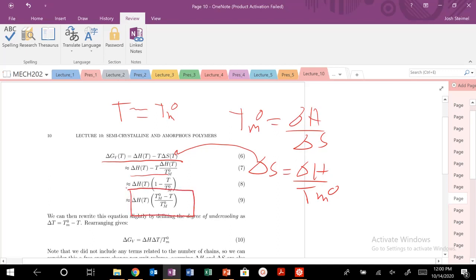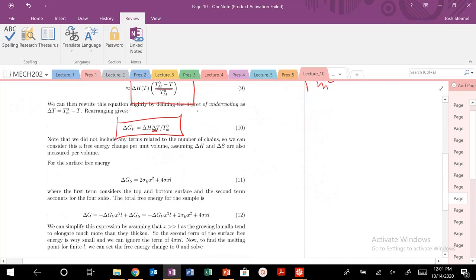Now, hopefully you remember our expression for undercooling: delta T equals Tm minus T. So when I have high undercooling, I'm at low temperatures. What is this right here? That's just our degree of undercooling, delta T, divided by Tm naught. So we can insert that degree of undercooling expression.